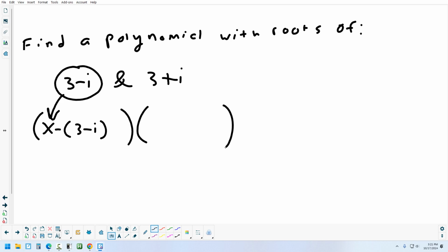How about this one? If 3 plus i is a root, what factor would that have come from? It's always x minus your root. So x minus (3 plus i). Now, what would be our first step to simplify both of those?